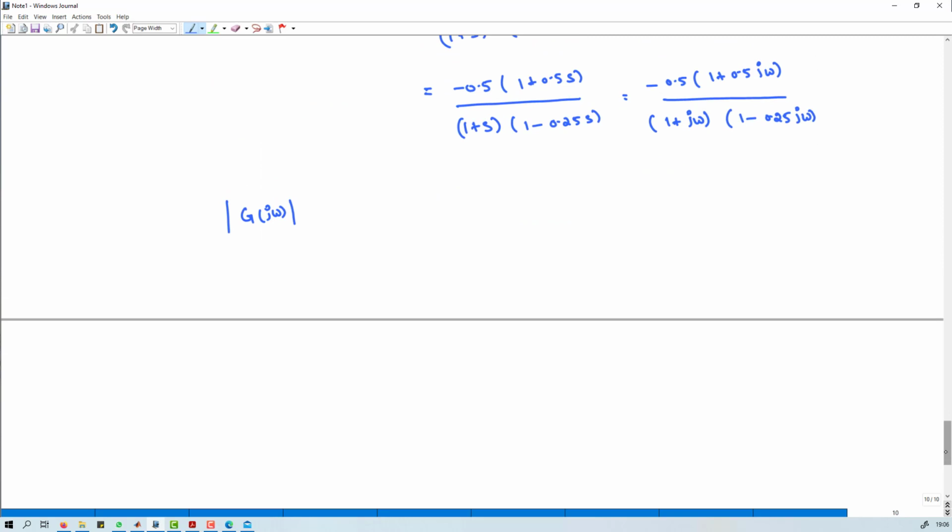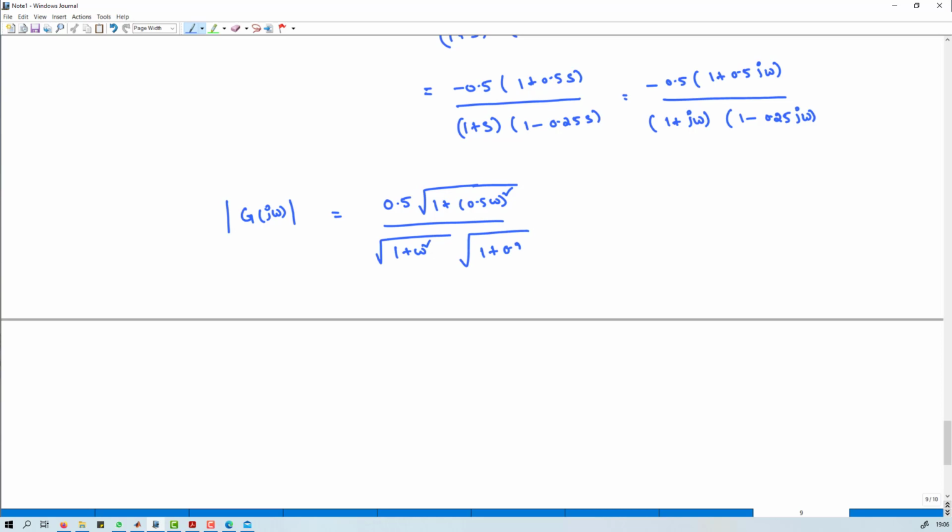So we'll note down that 0.5 into square root of 1 plus 0.5 omega whole square, by square root of 1 plus omega square into square root of 1 plus 0.25 omega whole square. That is the magnitude. Only the confusion most of you may get is at the phase. So phase angle phi is equal to minus 180 plus tan inverse of 0.5 omega by 1 minus tan inverse of omega by 1.